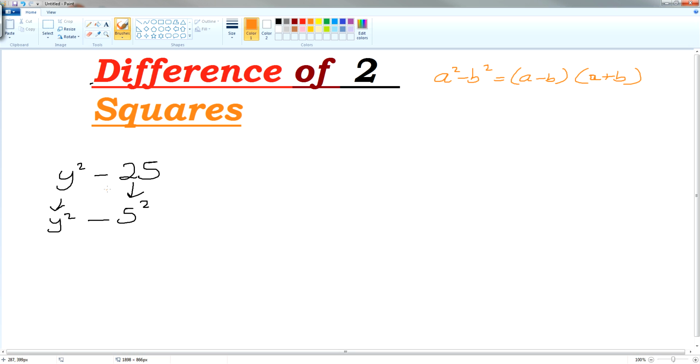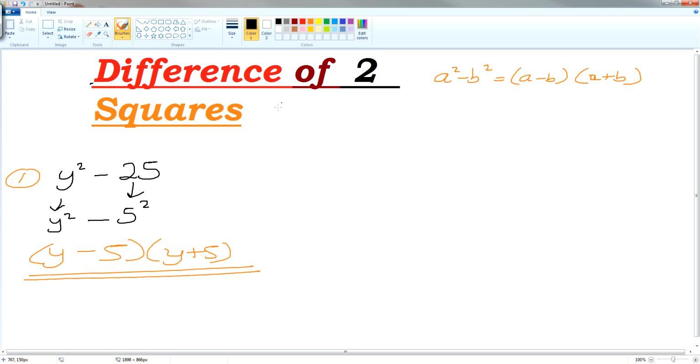So what does that mean? We are going to have y minus 5 in the first bracket, and then y plus 5 in the second bracket. So when you have the square numbers, you put the square number in the bracket, one minus, one plus. So y squared minus 25 will factorize to give us y minus 5, y plus 5. Now you wouldn't normally think of it like that, would you? But that's it, that's the answer. So that's example number 1. Let's have a look at another example.